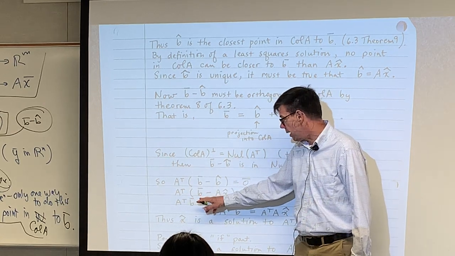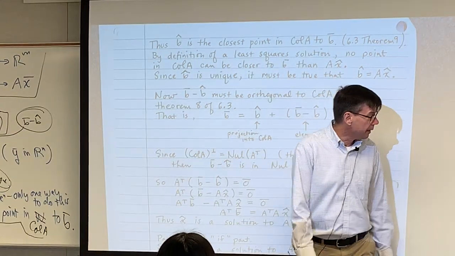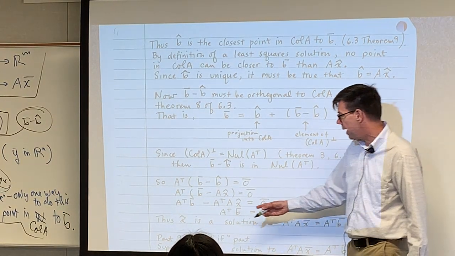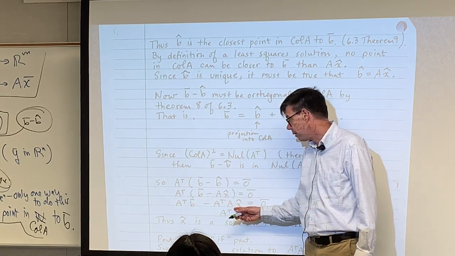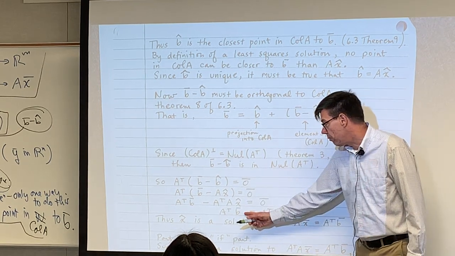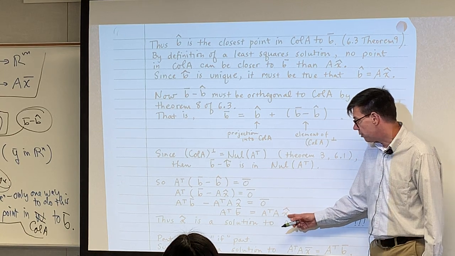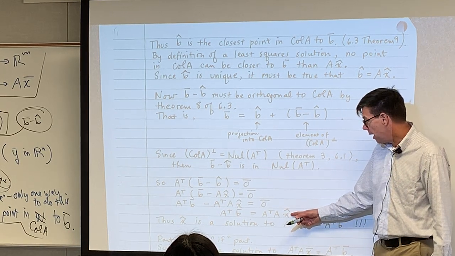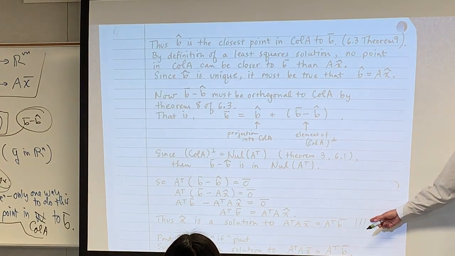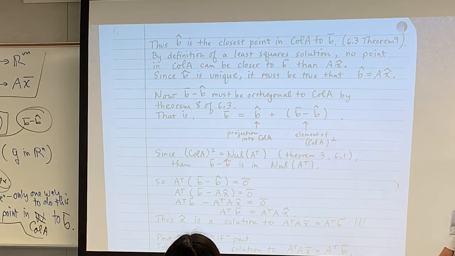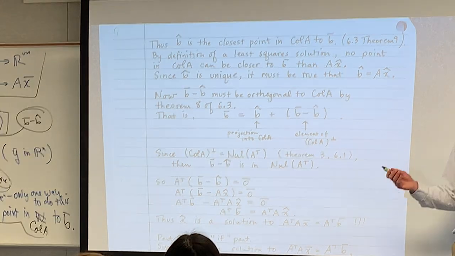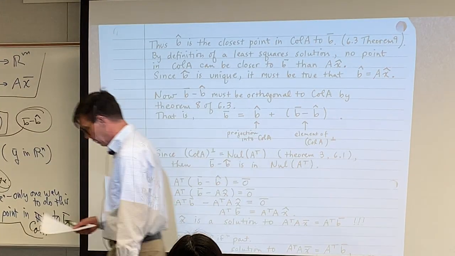So A transpose times B minus, instead of B hat, I can write AX hat. We just showed that AX hat has to be equal to B hat. And now I just distribute and take the negative term over to the other side. And what do I have? I have A transpose B equals A transpose A X hat. So X hat is a solution to this equation. And that was the equation in the statement of the theorem. But there are a lot of pieces to this, right? To bring it all together.